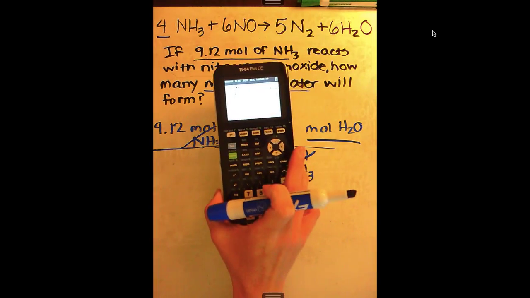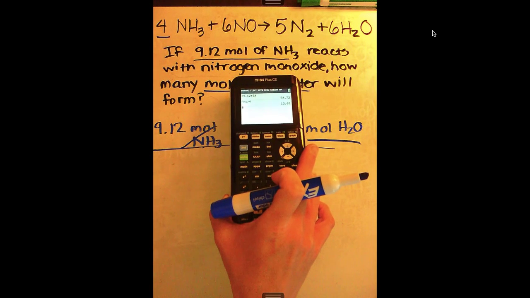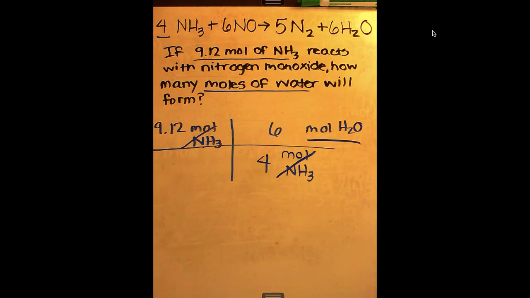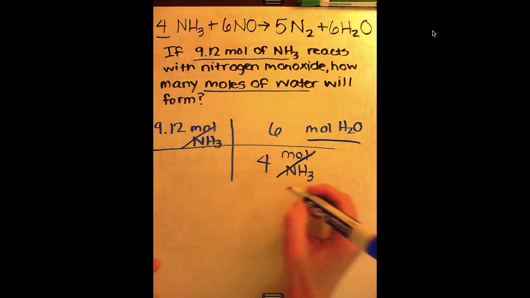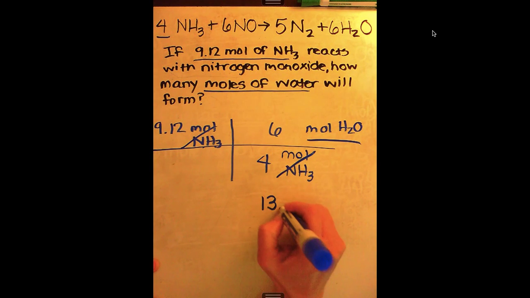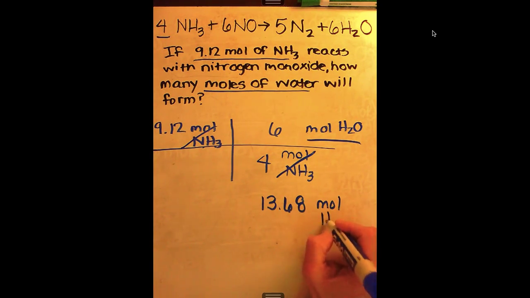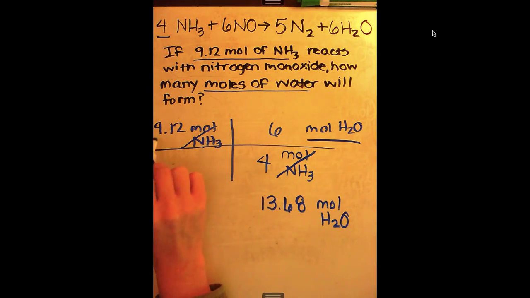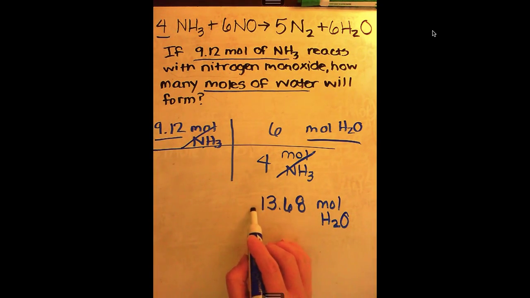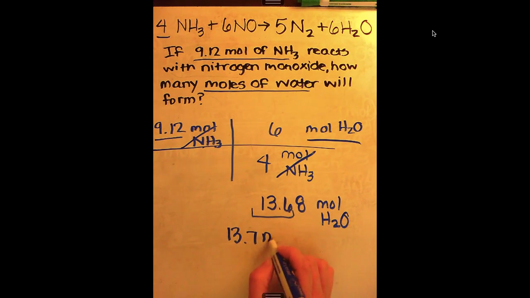And I want you to see, you can't see how I really put it in my calculator, but if you put it straight in as 9.12 times 6 divided by 4, you're going to get the same answer, which is 13.68 moles of H2O. Pay attention to how many sig figs we need. If you look at this original given, there's 3, which means we want 3 significant figures. So 13.7 moles of H2O would be our final answer.